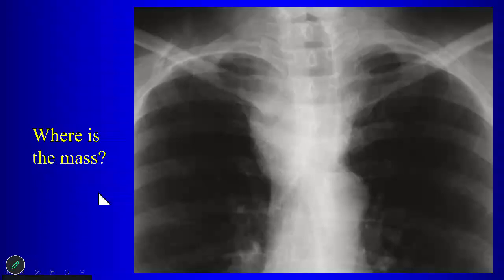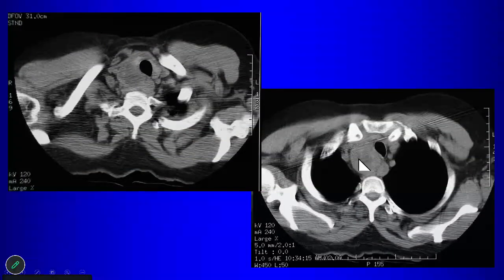What else might be on your differential for this chest x-ray? I mean, the thyroid mass should be number one, but what else might you consider? Yeah, so lymphadenopathy from any cause, right? Sometimes that might also give you an appearance like that. But the first thing you should think about is a thyroid mass, especially if there's deviation of the trachea. And that indeed was the case here. This was a thyroid mass extending down, a thyroid goiter.